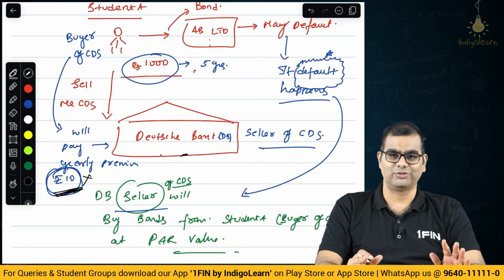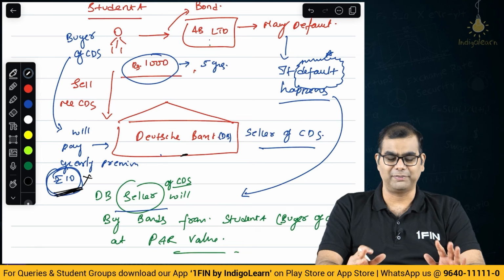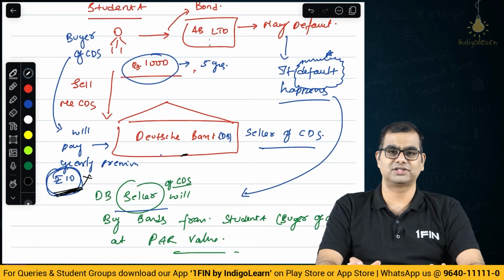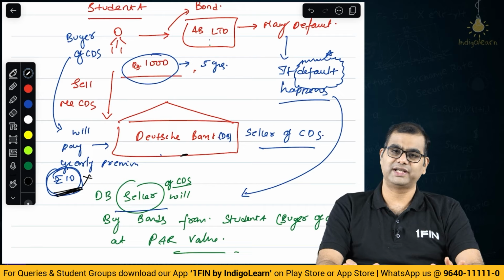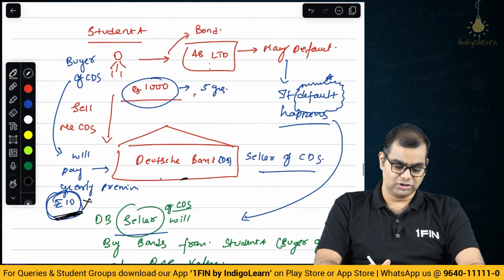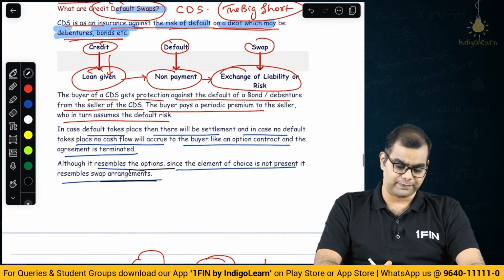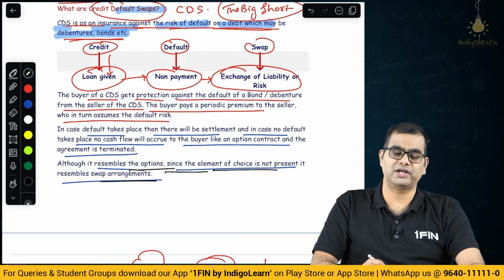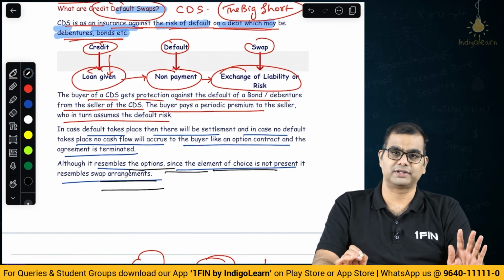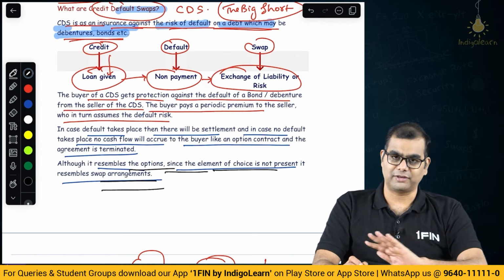If it is there, people who have a proper math or statistics background will understand it better. A lot of CA students don't necessarily have a great math background, so no harm in that. We are good in something else, let us be good in that. So this part resembles an option, but since there is no choice, it is like a swap, is what you have to remember. And how it is priced is not part of our syllabus.